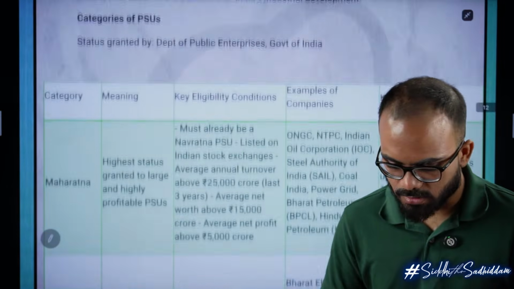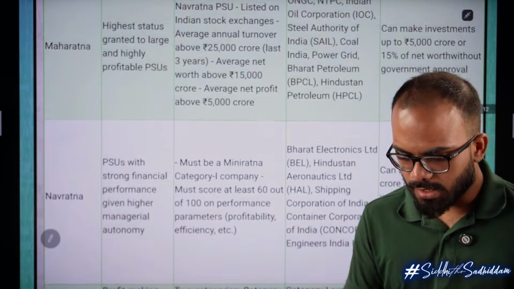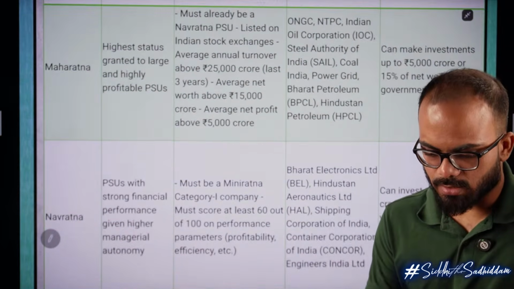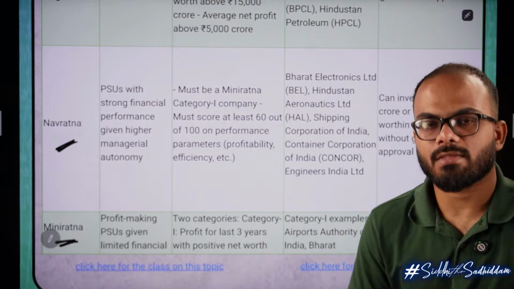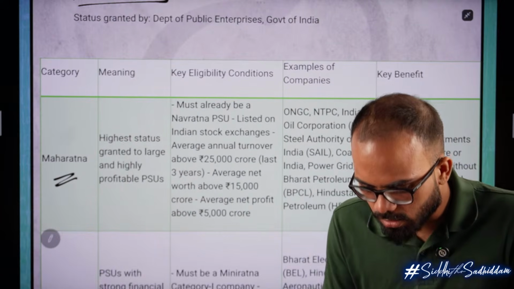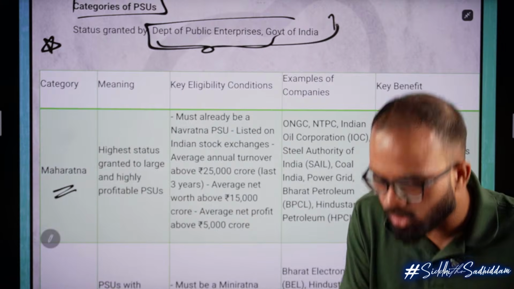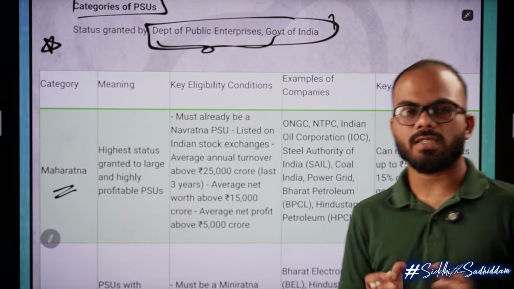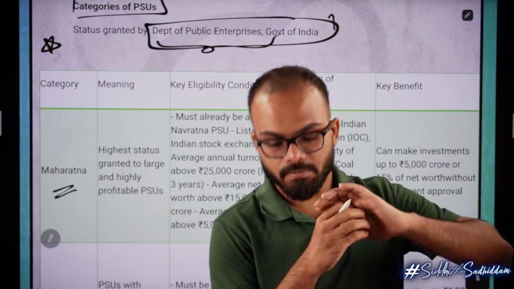Yes, PSUs. So in this topic, PSUs are important, and in India there are 3 categories of PSUs: Maharatna companies, Navaratna companies, Mini Ratna companies. And in the exam they can ask you what is what. So this table is important, and who will grant this? It is the Department of Public Enterprises. In Government of India there is a department named Department of Public Enterprises.